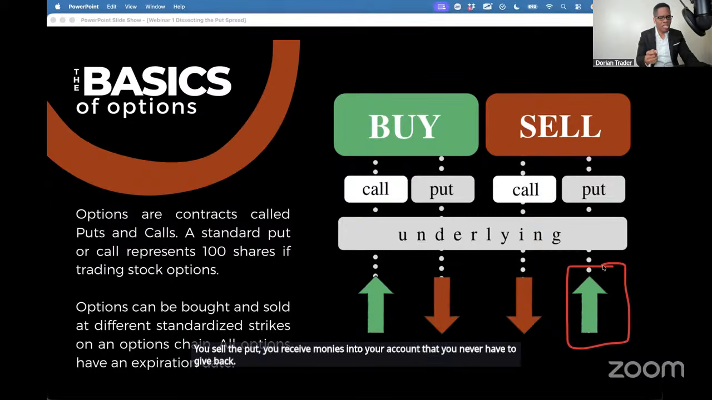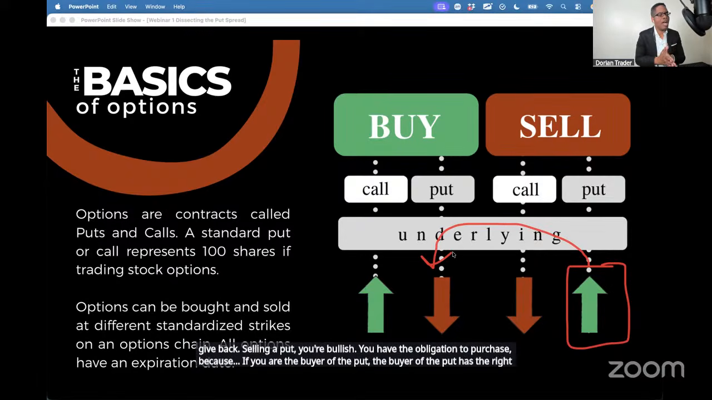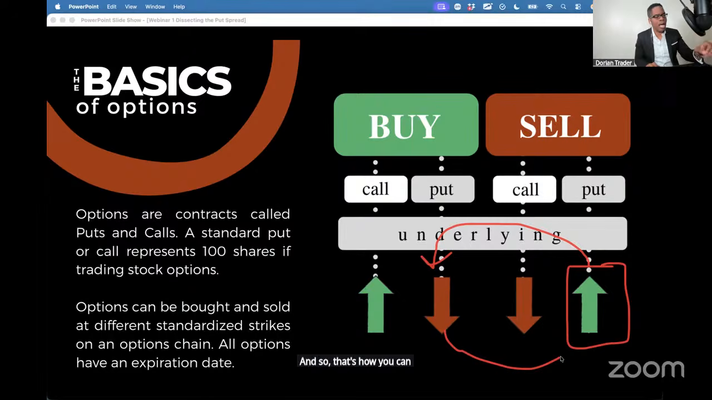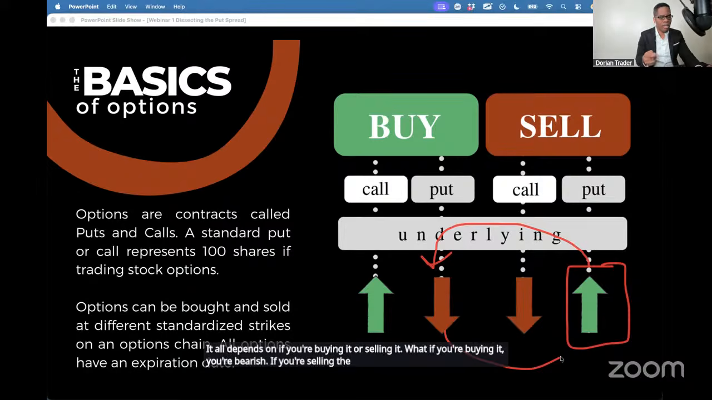Selling a put, you're bullish. You have the obligation to purchase, because the buyer of the put has the right to sell. So if you have the right to sell something, then someone has to take the other side. Someone has an obligation. And so that's how you can be bullish or bearish using only a put as well. It all depends on if you're buying it or selling it. If you're buying it, you're bearish. If you're selling the put, you're bullish.